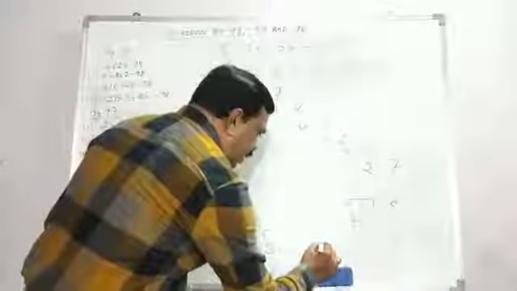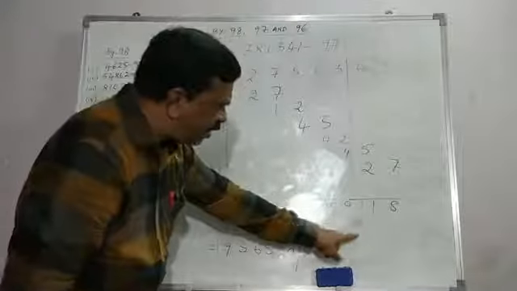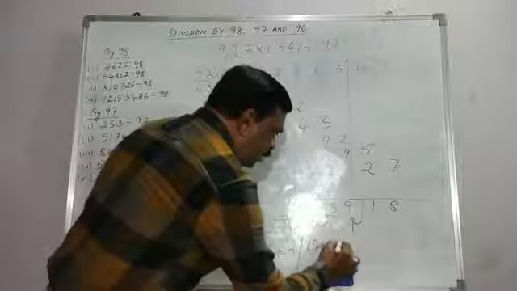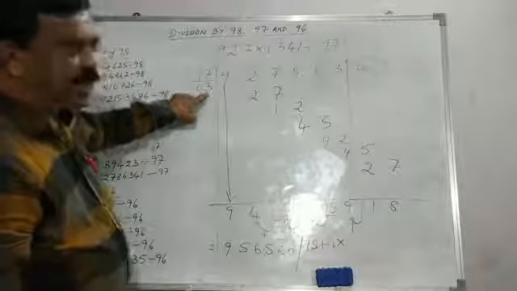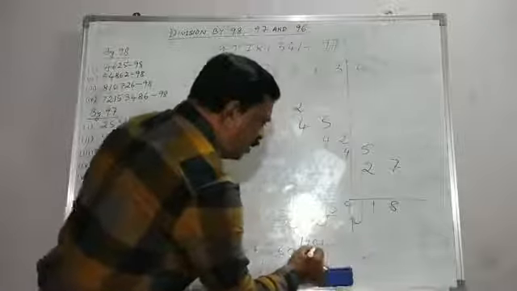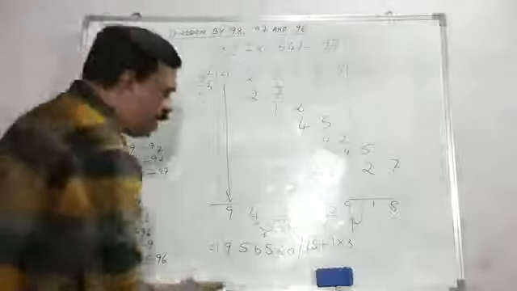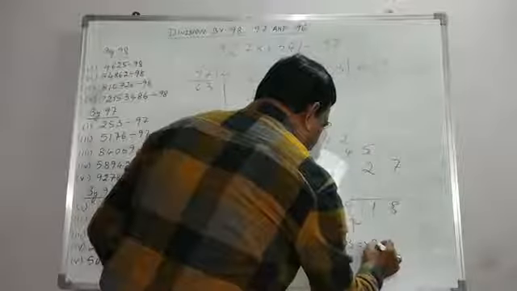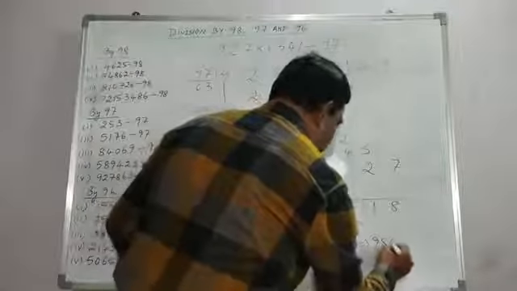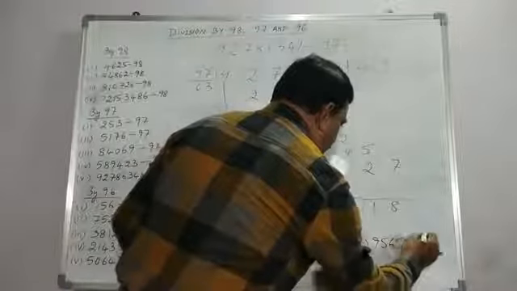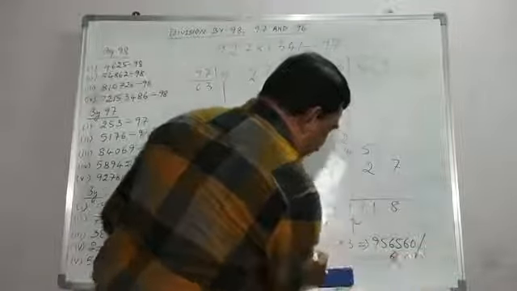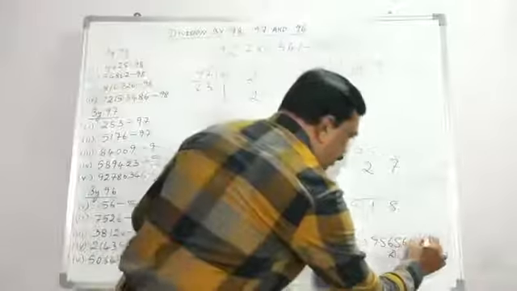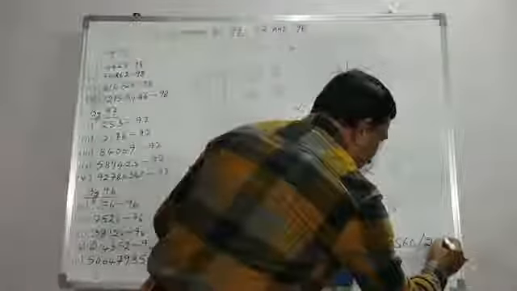To this 18, we have to add. What did we add here on the left hand side to the quotient part? We added 1. So here 1 into this multiplier 3. 1 into 3 is 3. So 18 plus 3, it will become 21. So our answer will be 95660. This is our quotient, and 18 plus 3 here. 18 plus 3, 1 3s are 3, 18 plus 3 is 21. So this 21 is our remainder.